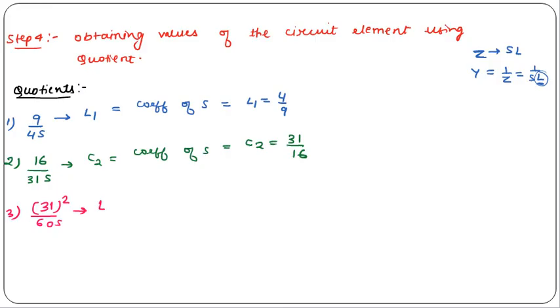So now the next element will be an inductor. Suppose this is L3, and it is given by the coefficient of s. So the L3 value will be equal to 60 by 31 square.